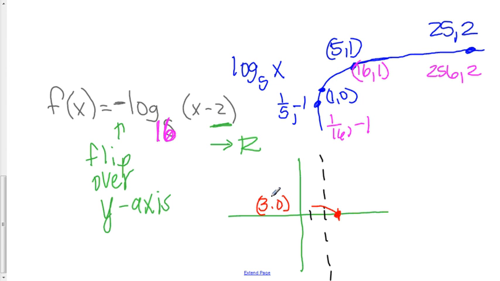And then the next coordinate, if it's log base 5, instead of being over 5 and up 1, it is going to go over 7 from the origin and up 1. And so now your graph is going to look like that.